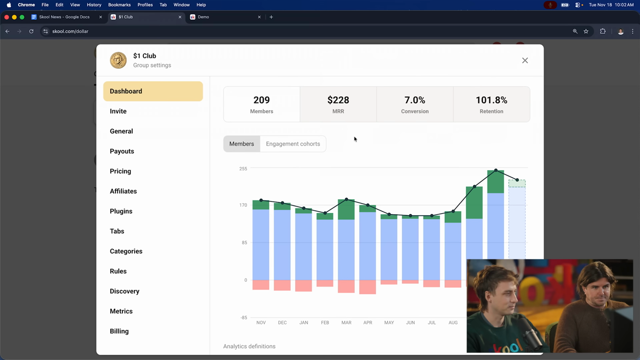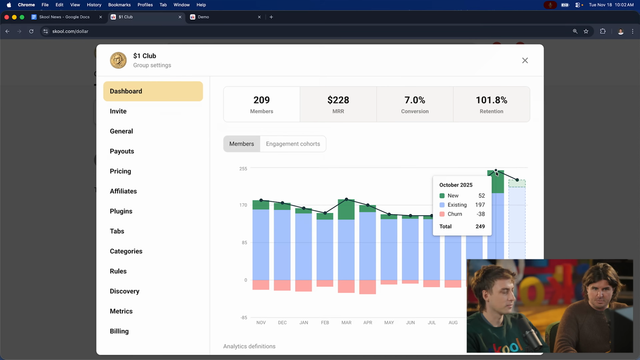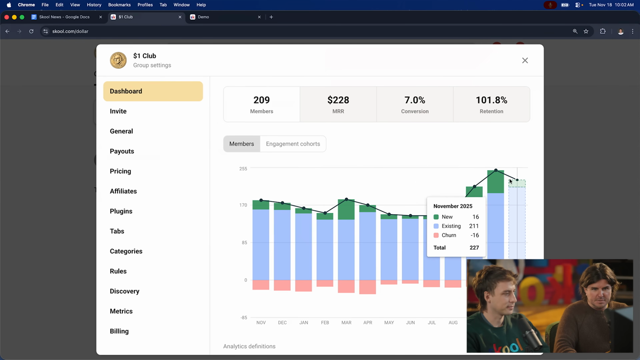Yeah, so this is the new dashboard, and the first view you've got is your members. Here you can see the total members you've got and a chart which is monthly. So you can see in October you had 52 new, 197 existing, 38 churned. Churned just means people who left the group. So even a free group will see this if people leave. And so this is just purely members over time in your group.